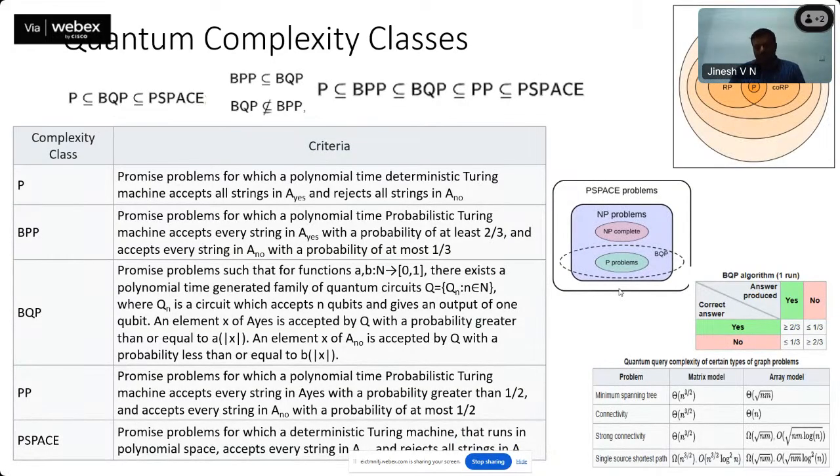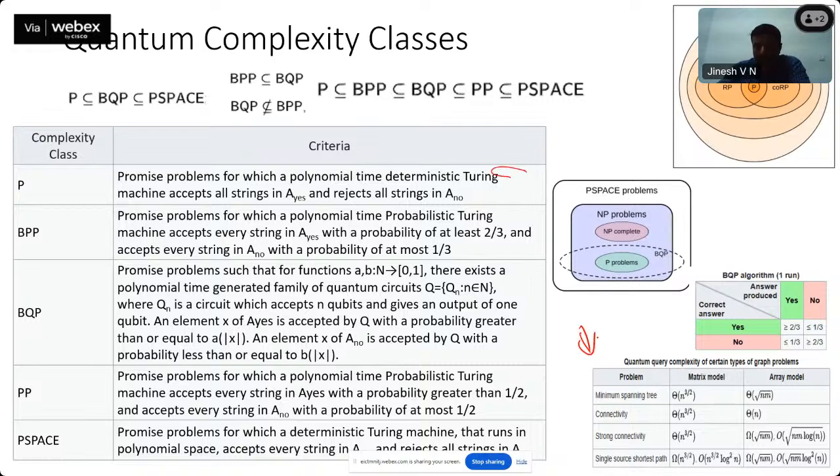So again, the advantage of these quantum classes or quantum algorithms will be growing in the order of root n, not in the order of exponent. Down below you can see one small table over here.